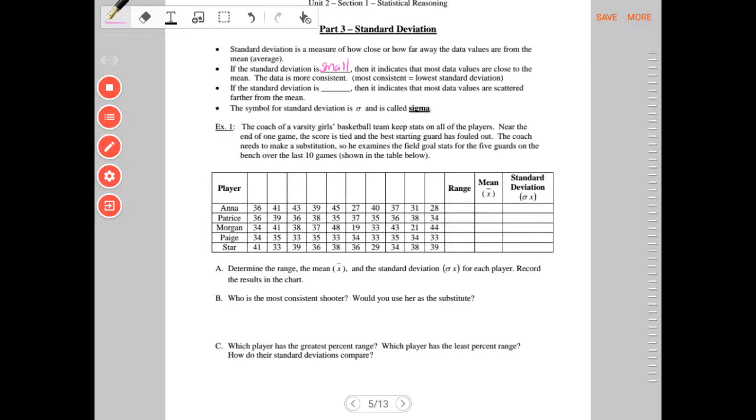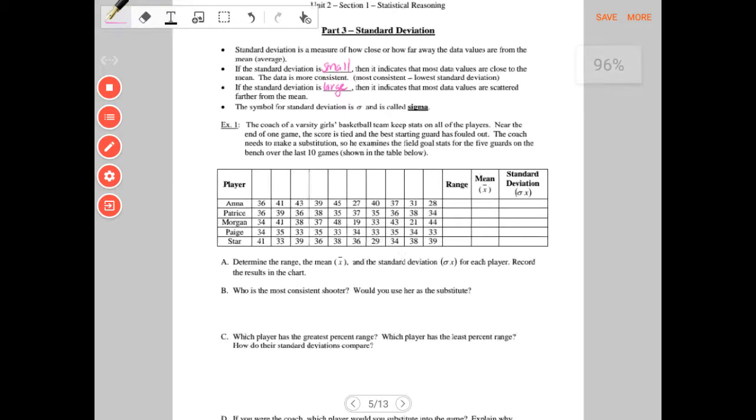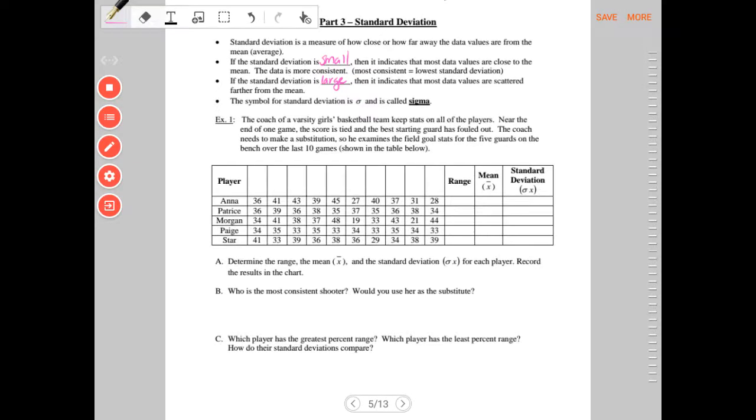If the standard deviation is large, then it indicates that most of the data values are scattered farther from the mean. The symbol for standard deviation is sigma, and of course that's the Greek letter sigma.